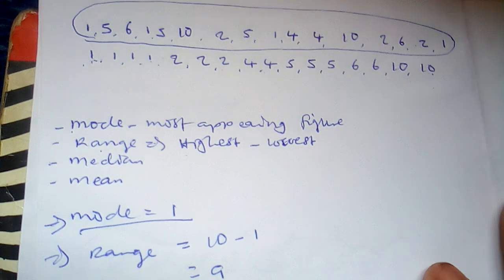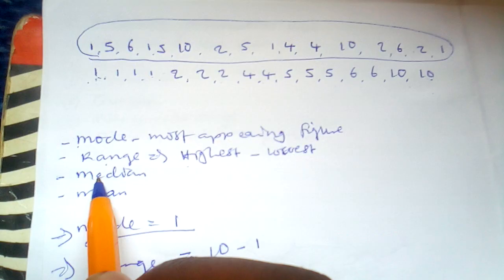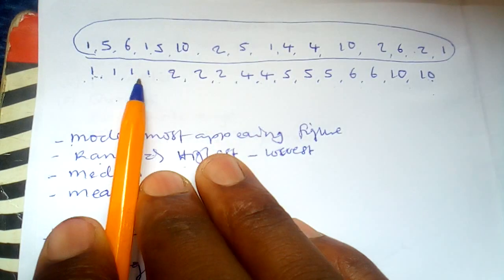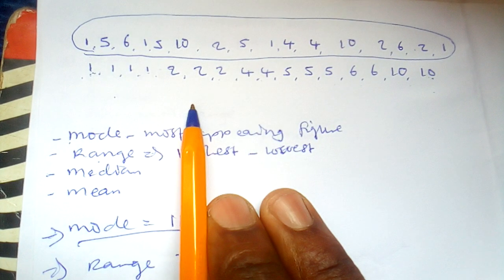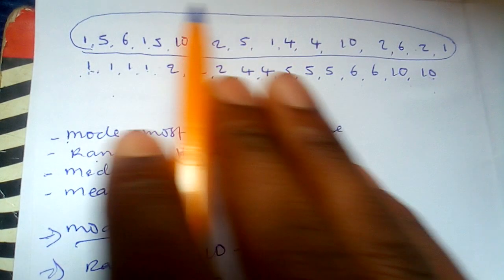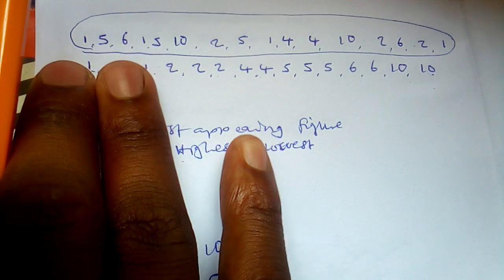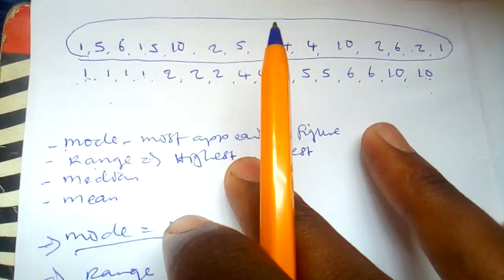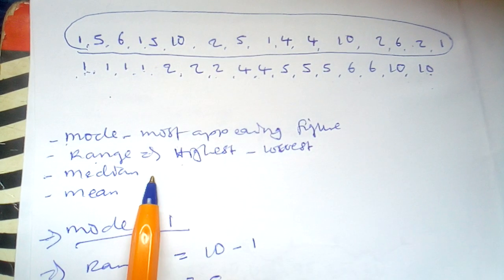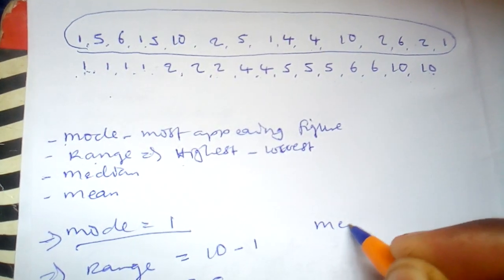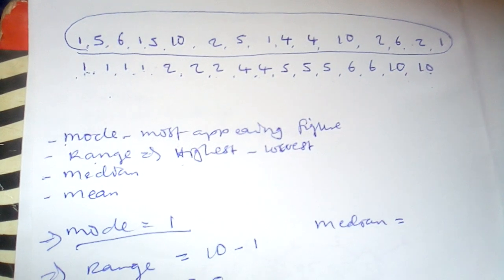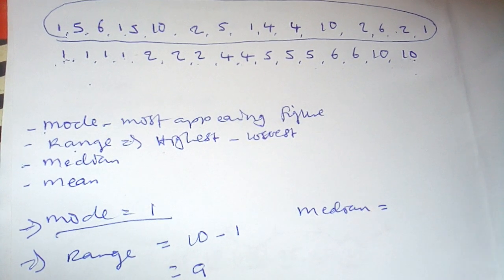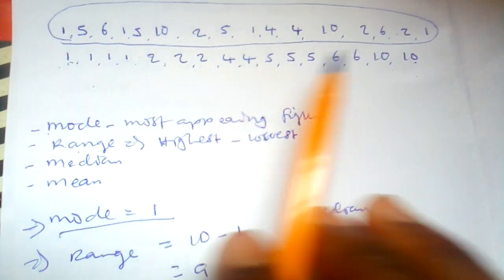Then let's go to the median. How do you find the median? The median is the middle number of the data set. So when you're given ungrouped data, first of all you have to rearrange it in order, as I have done. To find the median, you have to look at the middle number of the data set. That's what the median is. This word comes from the word middle, so the one that is in the middle. So let's count the numbers and find the number that is in the middle.